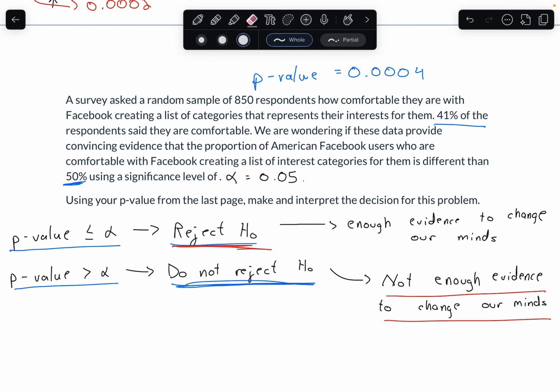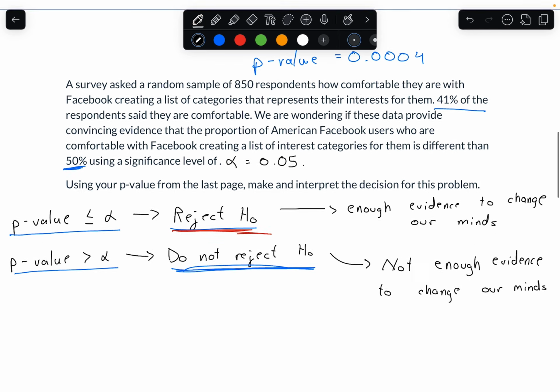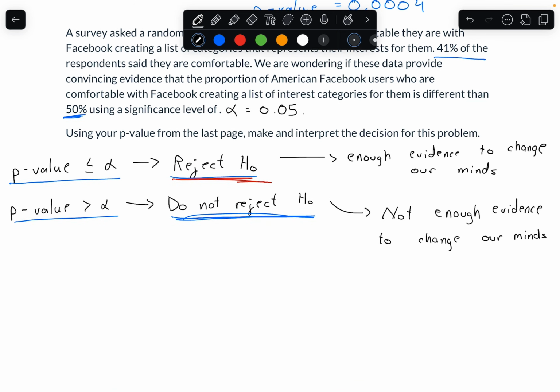So what's nice is this decision rule is the same for any type of hypothesis testing problem that we're going to see. And we're going to see hypothesis testing a bunch more in this class. And this decision-making rule never changes through the remainder of the course. So in this case, our p-value was 0.0004, and our alpha was 0.05.